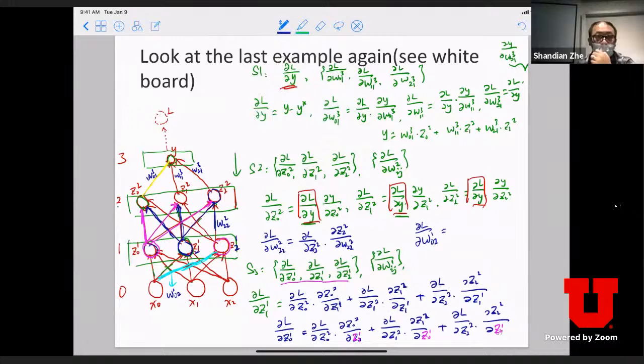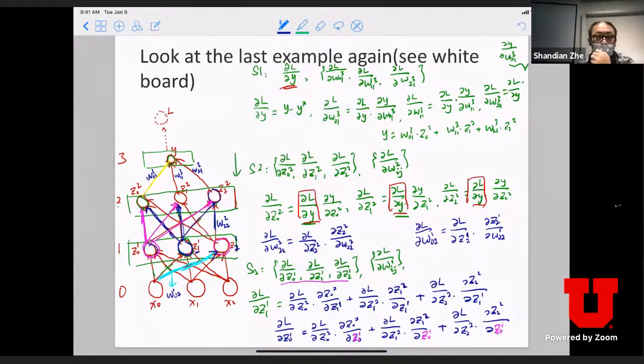Yes, exactly right. Just look at the target node. This edge points to Z21, so it's partial L over partial Z21, then times partial Z21 over partial W021, right? That's it.